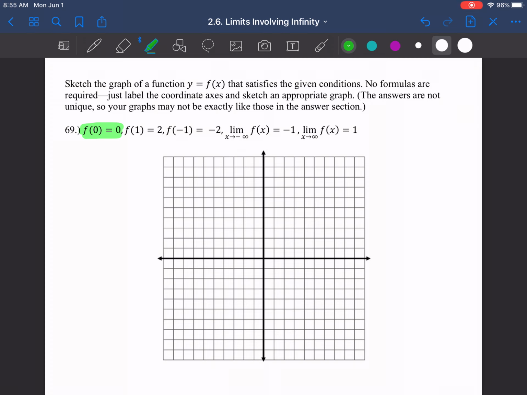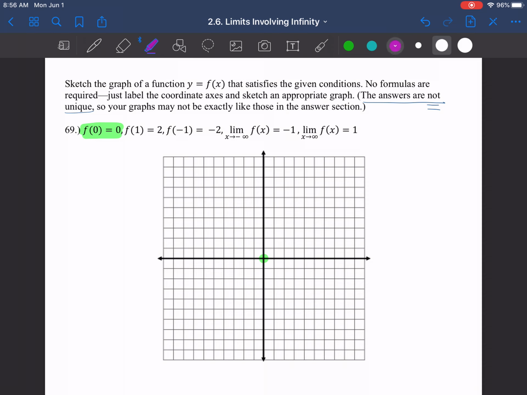Now, one of the things you need to remember before I get into this too much is that the answers here are not unique. So you may not always come up with the exact same graph as everybody else, because you could come up with multiple graphs that have these same properties. All right, so let's start by looking at f of 0 equals 0, and that's just going to tell us that we have to go through that point right there.